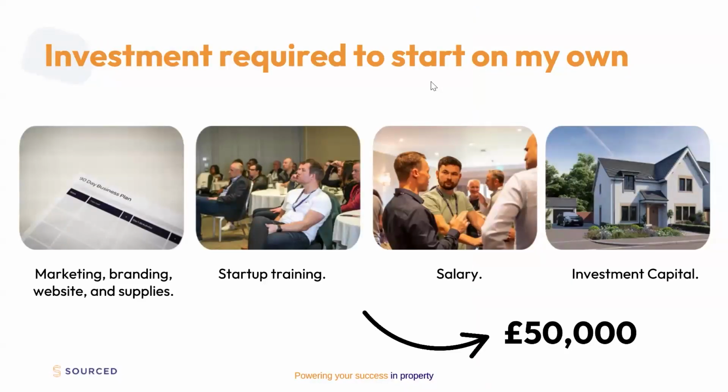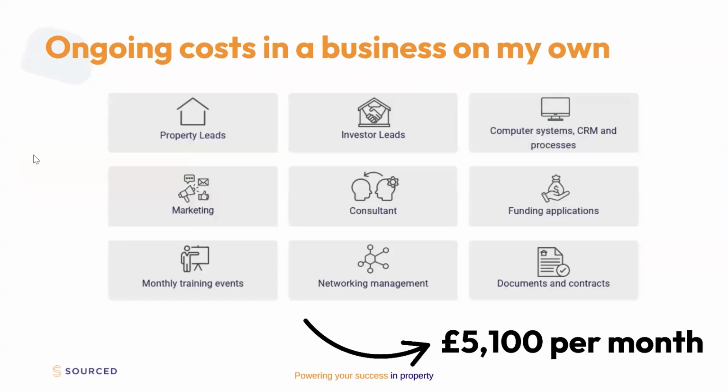So this is what we offer our franchisees. This is what our franchisees have accepted to get themselves ahead within property. If you were going to do this on your own, you'd probably need about £50,000 in the bank in order to do it full time and to cover your salary, cover your startup training, and have a bit of investment capital. You'd probably also need to spend about £5,000 per month, and that doesn't include your salary actually. But you need to buy property leads, you'll buy investor leads. You've got organization admin systems from CRMs, etc. You need to do some marketing to get the leads in. You might have a consultant or somebody that's analyzing deals with you. You're going to have to pay for funding applications. You're going to have to pay for monthly training events to make sure that you know as much as you need to know as regulation and legislation changes.